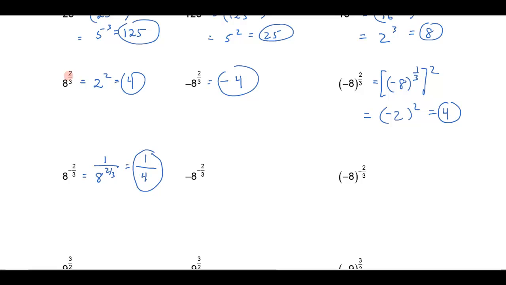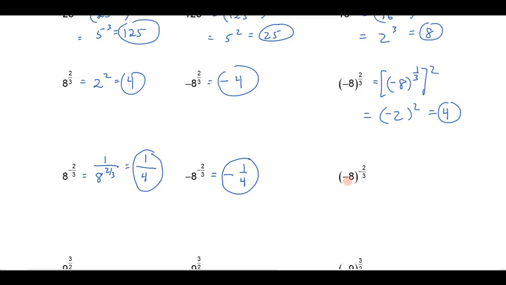Notice that 8 to the positive 2/3 was 4. Cube root of 8 is 2. 2 squared is 4. 8 to the negative 2/3, that's the reciprocal. So this negative is the reciprocal of the one we got up here, 1/4. Now this is a negative 8 to the negative 2/3. This is the opposite of what I just did over here, right? So this is just going to be a negative 1/4.